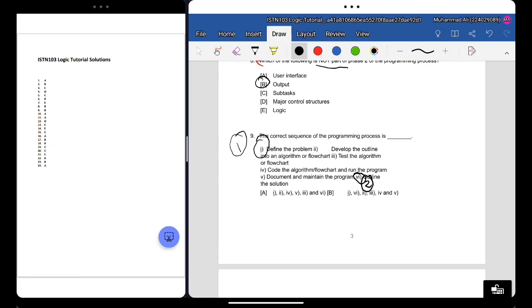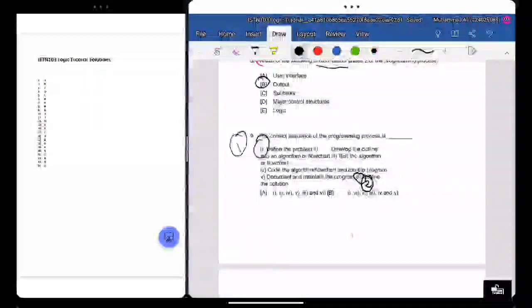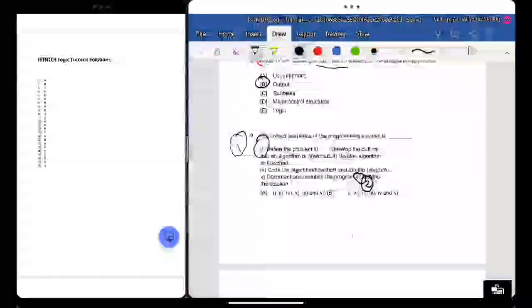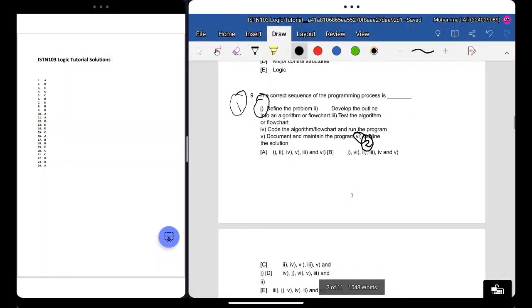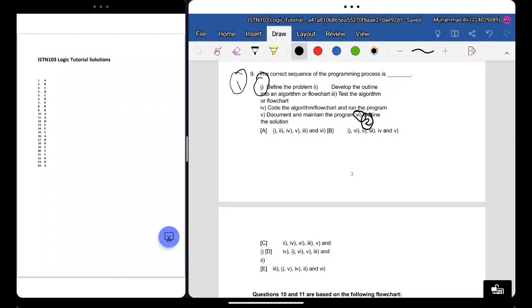It's hard now to see. Okay, I'm just gonna tell you what it is. Number 1 is define the problem, right? Number 2 is outline the solution to the problem. Number 3, you need to develop an outline or an algorithm for the flow chart. Number 4 is to test the algorithm, right, after the flow chart. Number 5 is to code the algorithm, and the last one is to maintain the documentation, right? I'm just gonna check something. 9 is B.